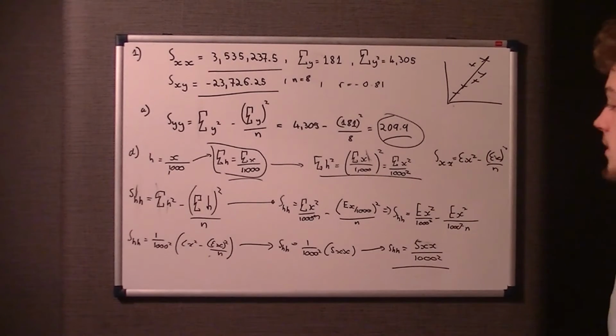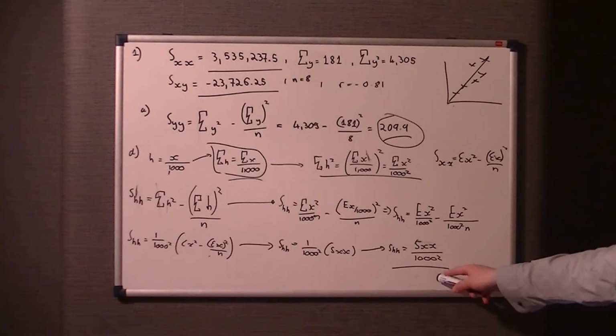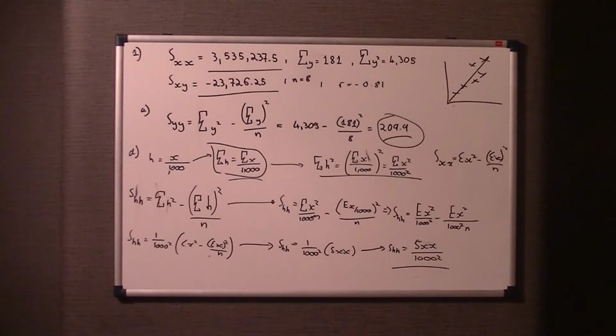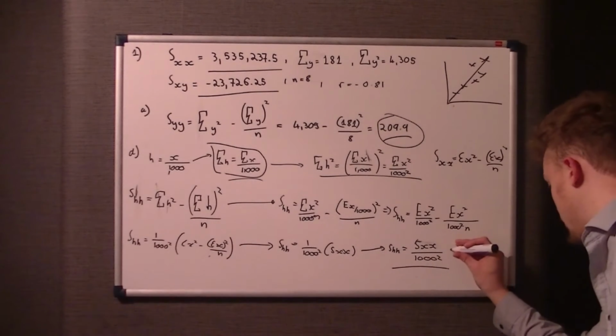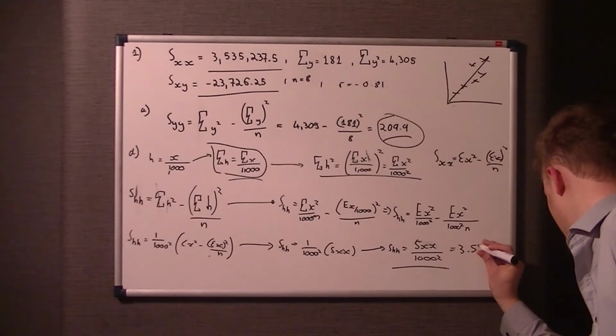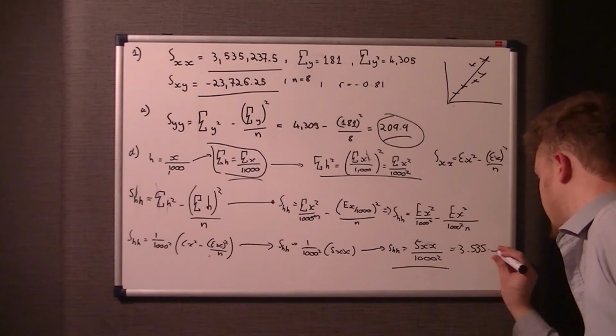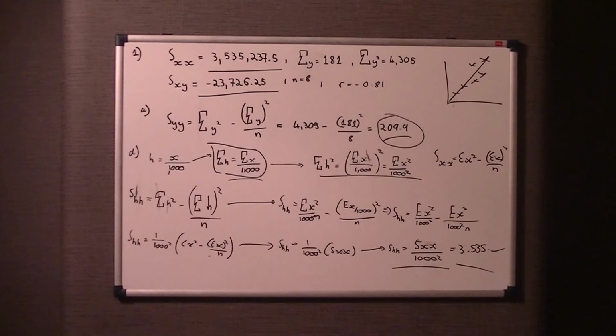Now, that obviously doesn't tell us what the value of SHH is, but we know the value of SXX, which is 3,535,237.5. So we divide that by 1,000 squared, sub it in this equation, to get the value of SHH, which should get us 3.535, etc., and you would carry on. But that is the principle of what this question is asking.